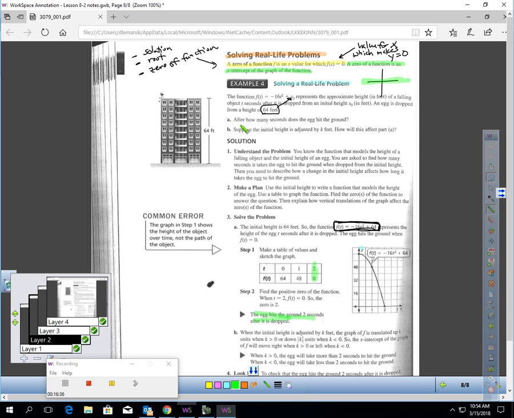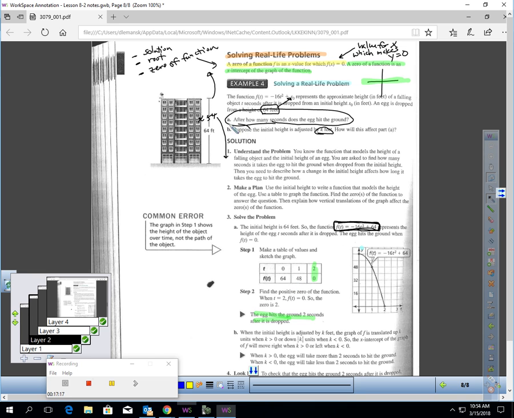Okay? Suppose the initial height is adjusted by k feet. How will this affect part A? So in other words, let's just pick a number. Pretend k was 10 feet. If we added 10 feet to the height of the egg, how's that going to affect the answer? Well, if I move the egg higher into the air, it's going to take more time for the egg to hit the ground. However, if I subtract, let's say I drop the egg down, I go down to this floor, and I'm only 54 feet in the air. If I go down 10 feet, it's going to take less time for the egg to hit the ground.